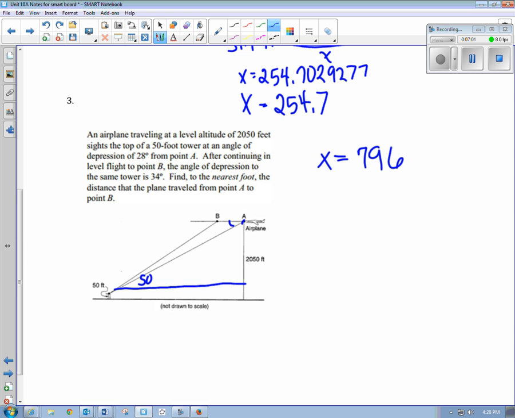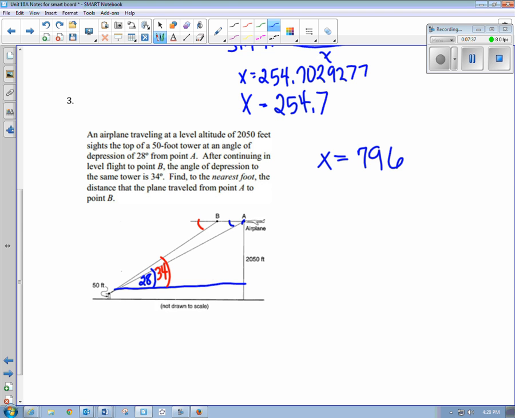And then it says that the airplane continues on flying, and it has an angle of depression, again, to the tower, and this time that angle of depression is 34 degrees, which means that this whole thing is 34. And I just realized I did write the wrong angle measure. It wasn't 50 degrees right here. That was the height of the tower. It was technically 28 degrees that we were talking about, which is right here.